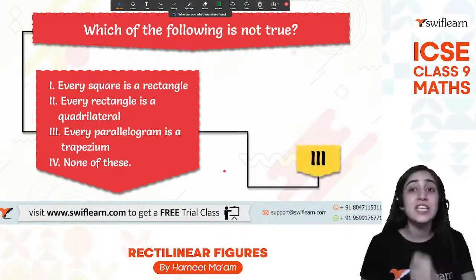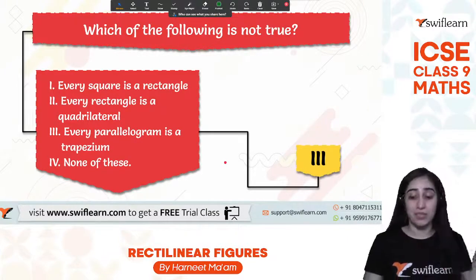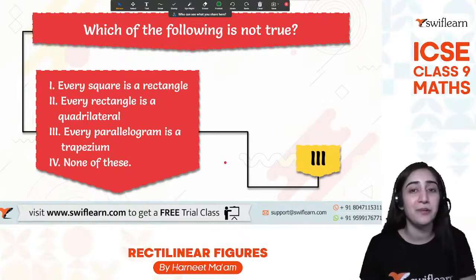So the right answer is the C part, which is not true. Not every parallelogram is a trapezium. Okay, a trapezium can be a parallelogram.